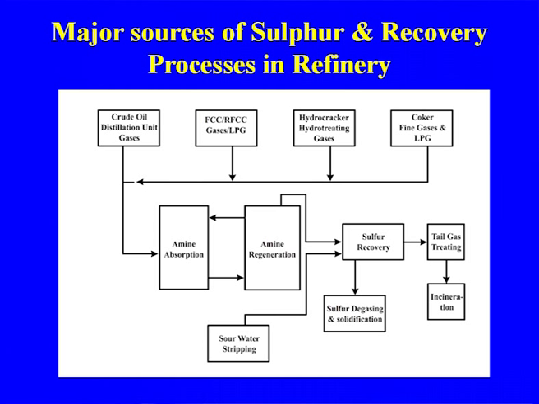And definitely another source in the refinery, because of the processing of sour crude, is the sour water from the various streams. The gases from the sour water are removed by stripping, and then again they go to the sulfur recovery plant.